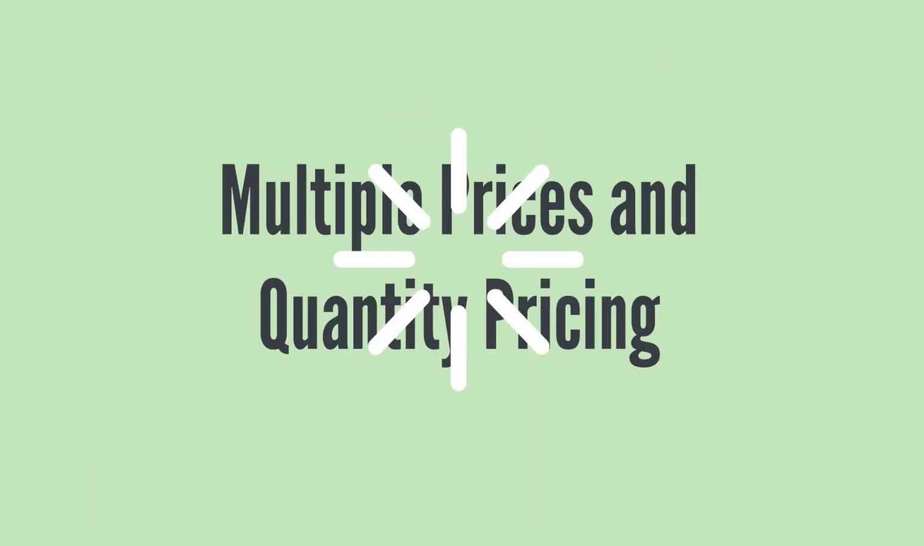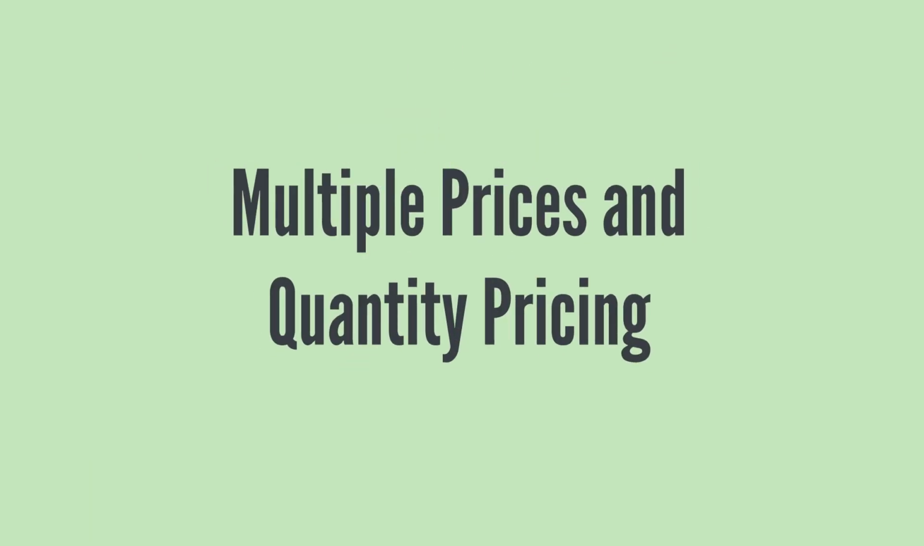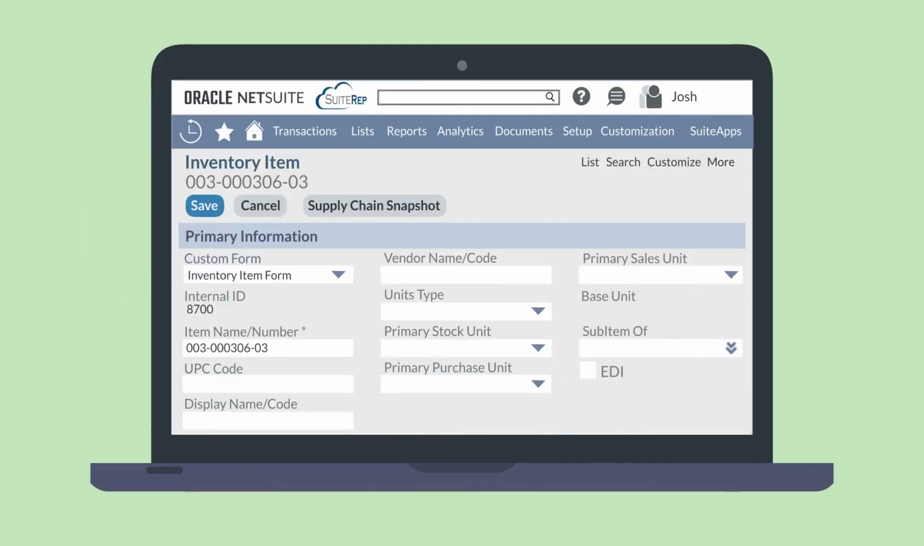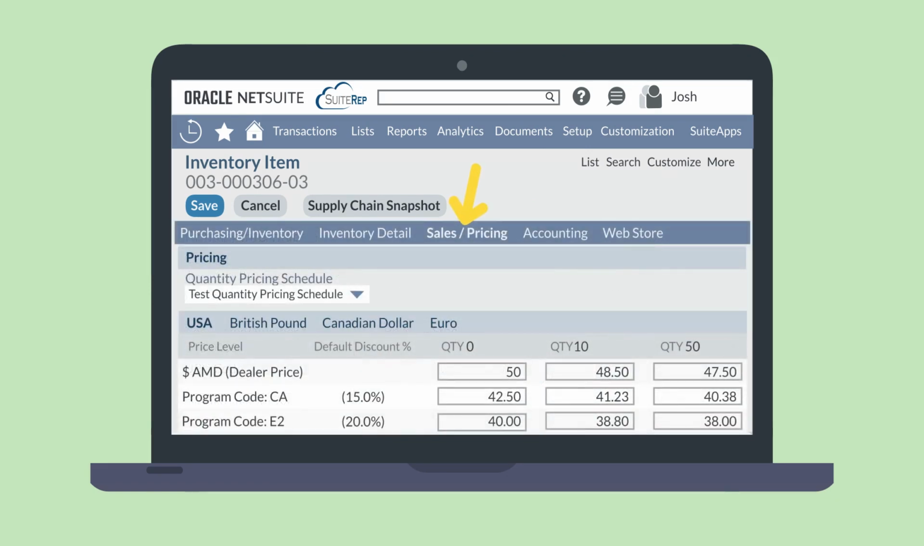In our previous video, we took a look at the multiple prices feature. How does the NetSuite quantity pricing feature interact with multiple prices? Let's take a look. If you open up one of your item records in edit mode and navigate to the Sales Pricing subtab, you'll see that NetSuite has listed out the active price levels in your account and has calculated the corresponding discounts or markups for each price level.